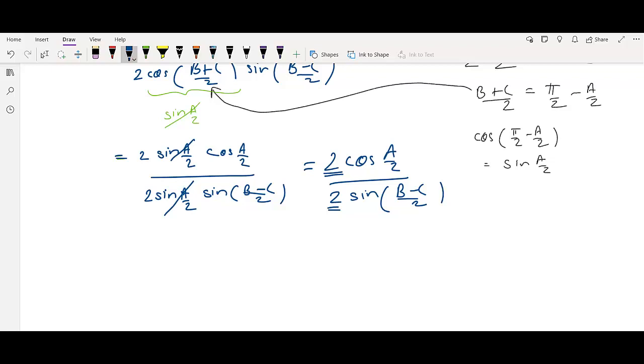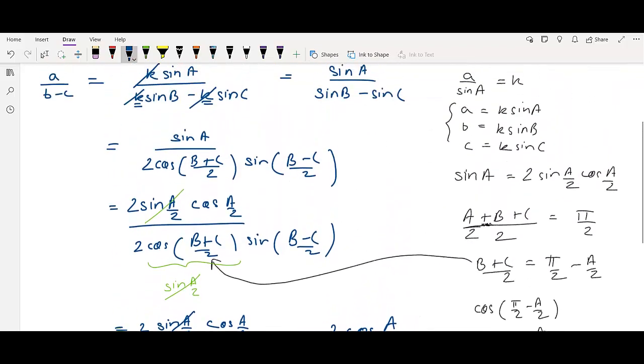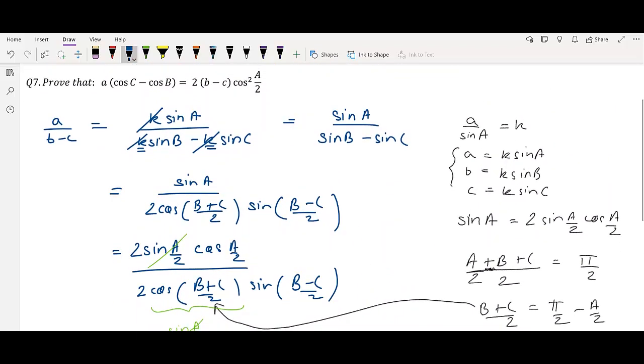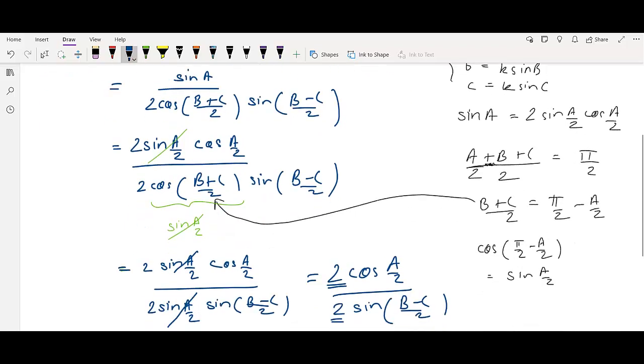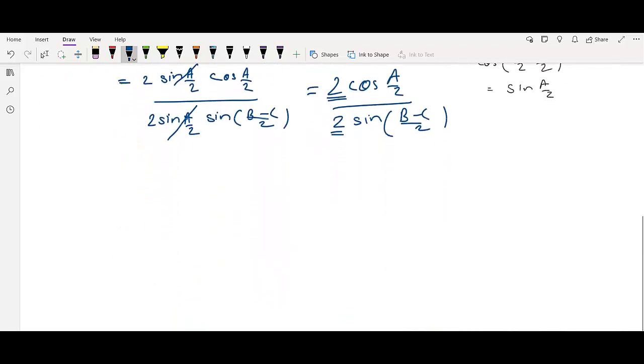We have cos of a by 2 in the numerator, and the question asks us to have cos square a by 2. So I still need another cos of a by 2 in the numerator for me to obtain this expression. So let us go ahead. How can I obtain another cos of a by 2 in the numerator? Well, one thing I can do is multiply and divide by cos of a by 2 in both the numerator and the denominator.